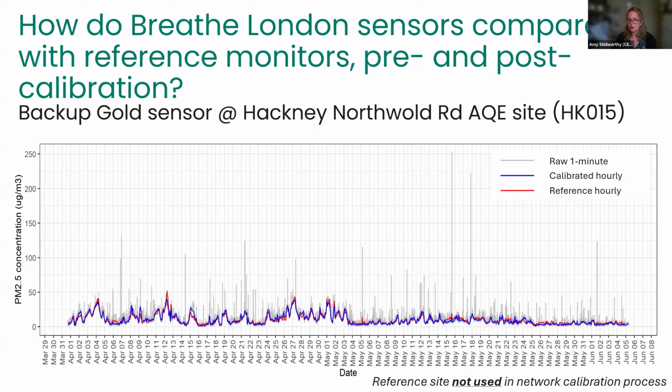However, this is the same graph, but for one of the spare gold sensors. So this is the one at Hackney Northwold Road reference monitor. This sensor was calibrated using the network calibration method, so not directly calibrated against the reference monitor with which it is collocated. So this, in a sense, is giving you an assessment of how well the network calibration method is working. And you can see that the calibrated hourly values, again, track very closely the reference values.